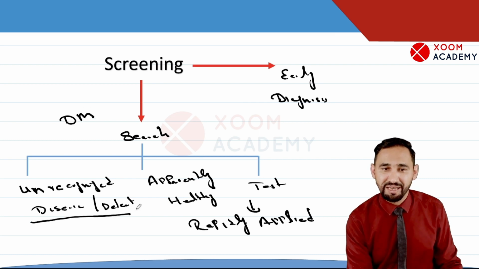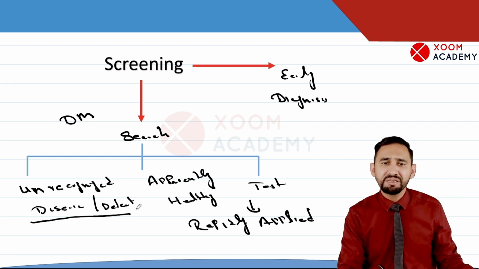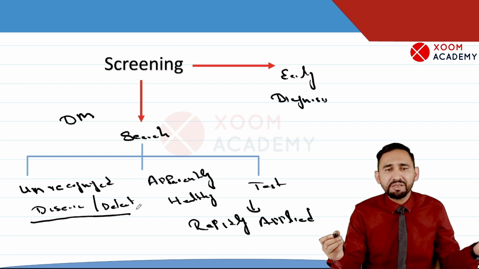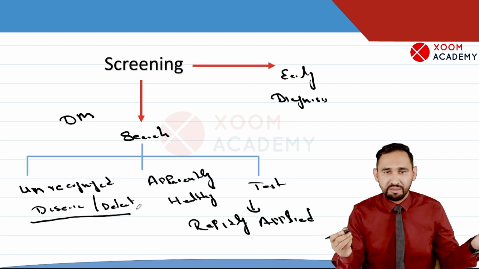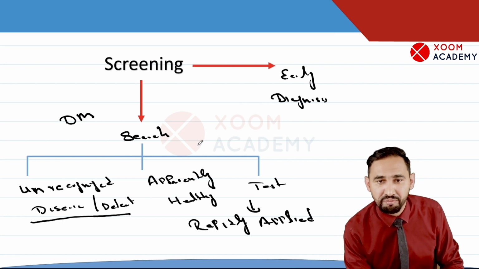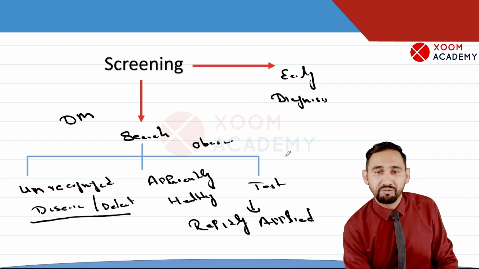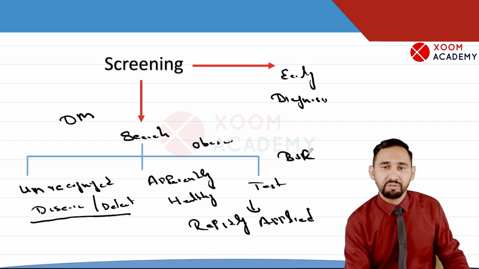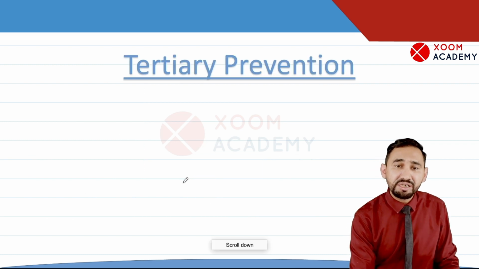It is still unrecognized, like in the iceberg phenomenon. The spectrum of disease in the community is different from the spectrum of disease in hospitals. We want to search the spectrum of disease in the community. Individuals are apparently healthy, but they are high risk. They may be obese, and you want to apply some test, like you want to check BSR. So we diagnose this.